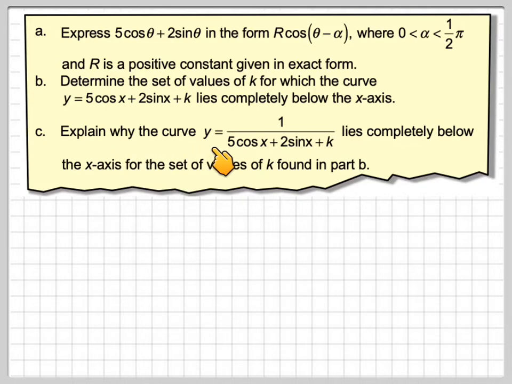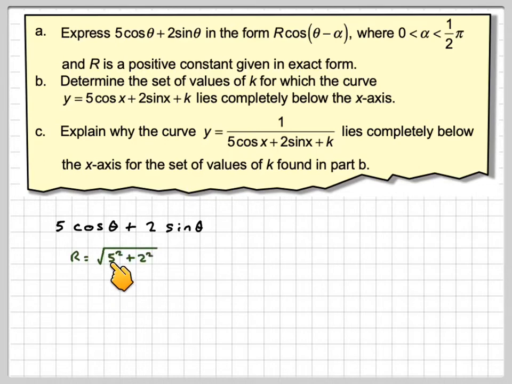Explain why the curve y equals 1 over (5 cos x plus 2 sine x plus k) lies completely below the x-axis for the set of values of k found in part B. So we've got 5 cos theta plus 2 sine theta. First thing to do is to apply Pythagoras to the 5 and the 2.